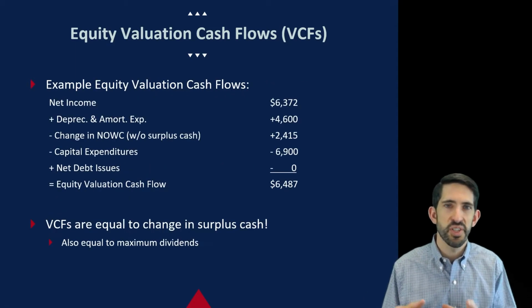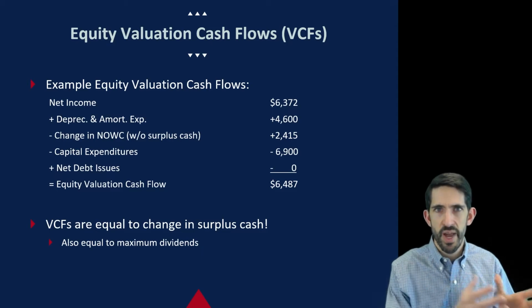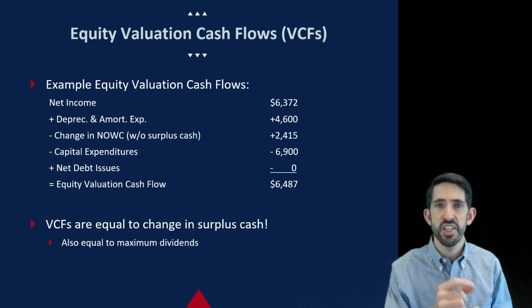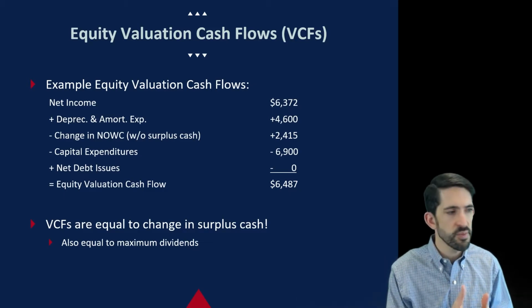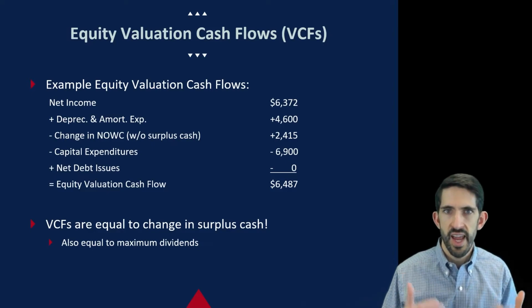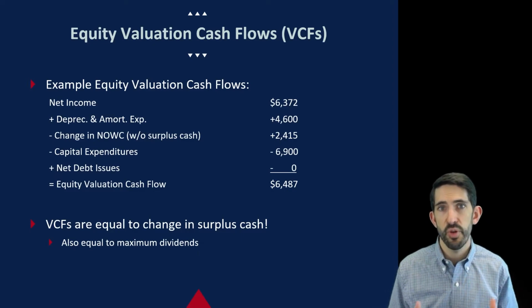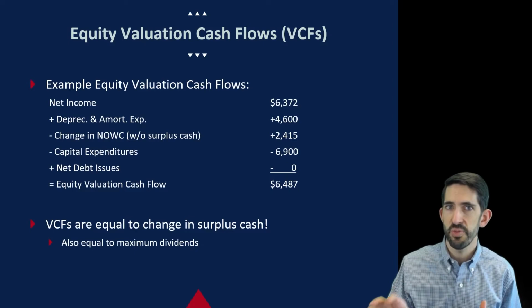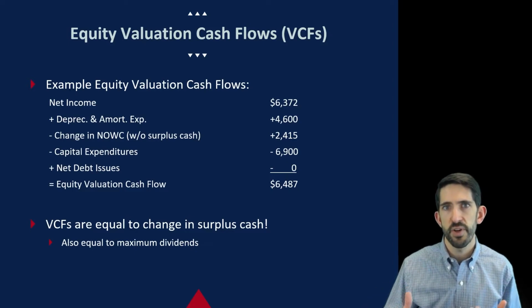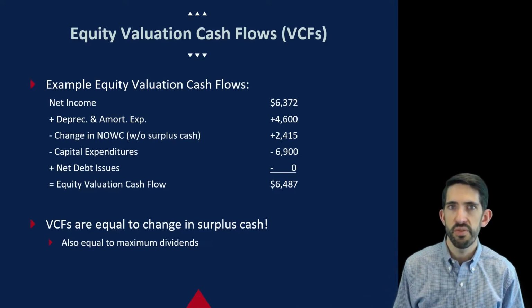Now let's see what this looks like with our example we've been working through. And if you want to look back, you can go back to the prior slides and see where each of these numbers is coming from, the income statement or the statement of cash flows, right? We start with net income. We then add back in our depreciation and amortization, subtract our change in net operating working capital, again, not including surplus cash, subtract off our capital expenditure, add back our debt, and that's where we get our equity valuation cash flows.